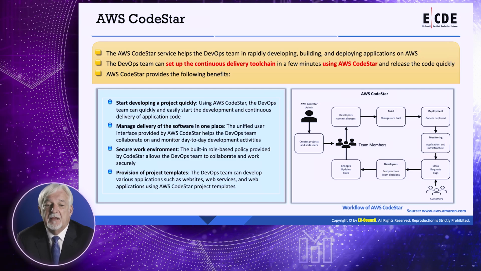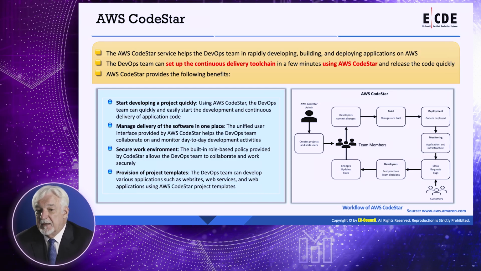There's provisioning of project templates. The DevOps team can also develop various applications such as websites, web services, and web applications using AWS CodeStar project templates. So on the right, you can see the workflow of AWS CodeStar.